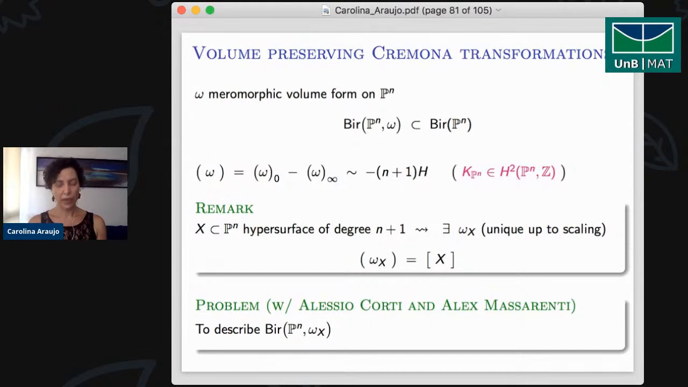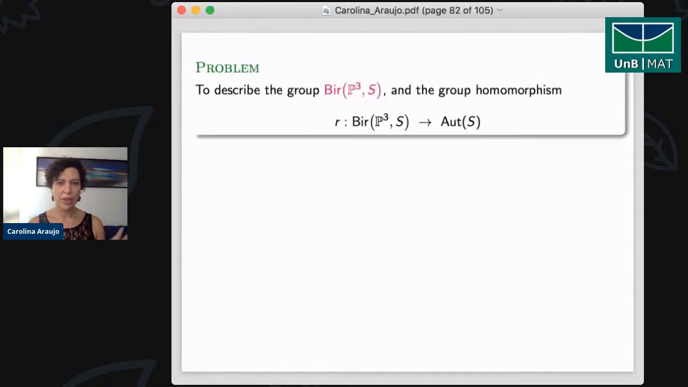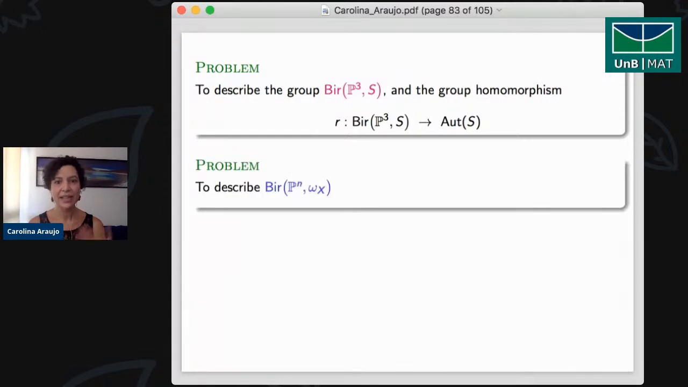And so the problem that we have been addressing is to describe this subgroup of volume preserving Cremona transformations once you fix the form corresponding to X. So I stated two problems that seem a bit different. First, I said that I want to describe the group of Cremona transformations that stabilize S, and then to understand the restriction homomorphism. And then I said that I want to describe the subgroup of the Cremona group that preserve a certain volume form. So what does one problem have to do with the other?